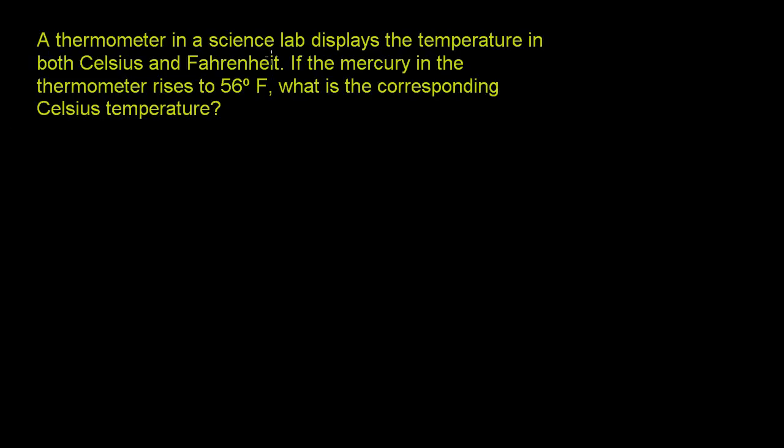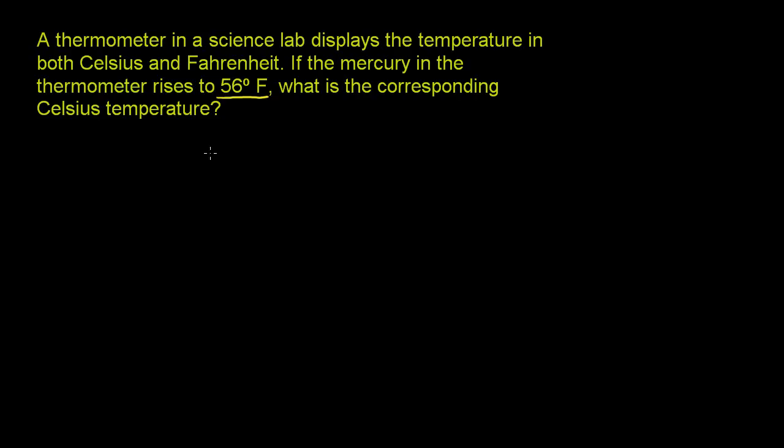A thermometer in a science lab displays the temperature in both Celsius and Fahrenheit. If the mercury in the thermometer rises to 56 degrees Fahrenheit, what is the corresponding Celsius temperature? So right from the get-go, there is a formula that if you have the Celsius temperature, it'll give you the Fahrenheit. If you have the Fahrenheit, it'll give you the Celsius.